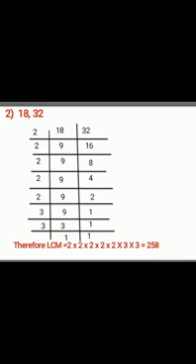So you will write 2 twos are 4. Again 2 is divisible by 2 but 9 is not divisible by 2. So you will write 9 as it is. 2 ones are 2. Then you will see 9. 9 is divisible by 3. So you will write 3 threes are 9, and 1 you will write as it is. Again 3 is divisible by 3. So 3 ones are 3. Therefore LCM of 18 and 32 is 2 into 2 into 2 into 2 into 2 into 3 into 3, which is equal to 258.